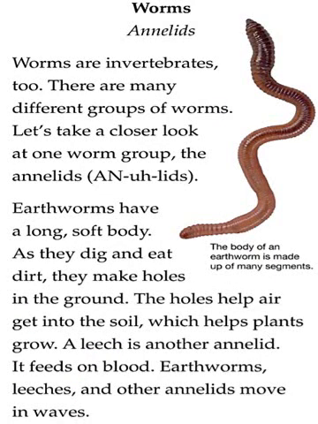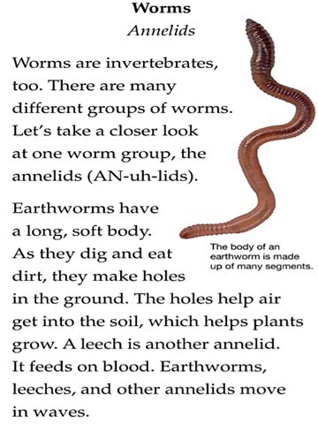Worms are invertebrates too. There are many different groups of worms. Let's take a closer look at one worm group, the annelids. Earthworms have a long, soft body. As they dig and eat dirt, they make holes in the ground. The holes help air get into the soil, which helps plants grow.